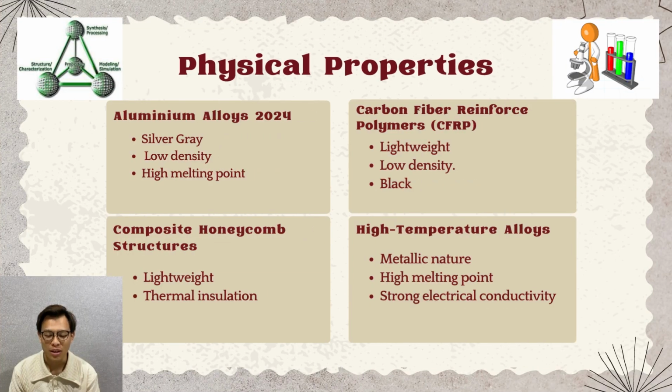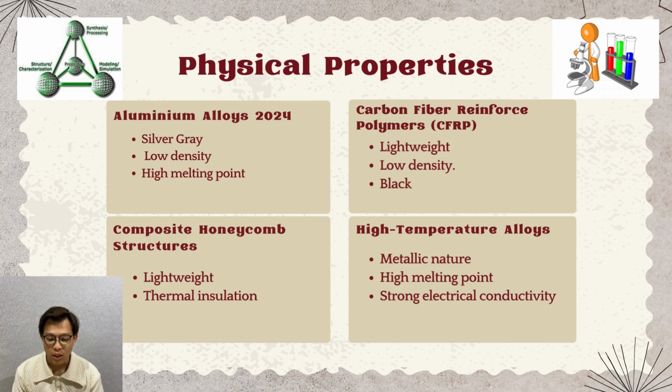Hi, my name is Idlan Aidit and I'm going to continue the presentation about physical properties. There are four materials that we have chosen, which are aluminum alloy 2024, carbon fiber reinforced polymer, also known as CFRP, composite honeycomb structure, and high temperature alloy.